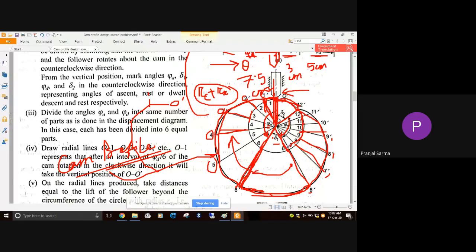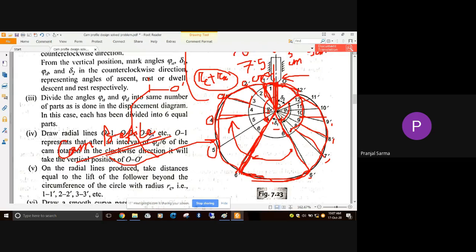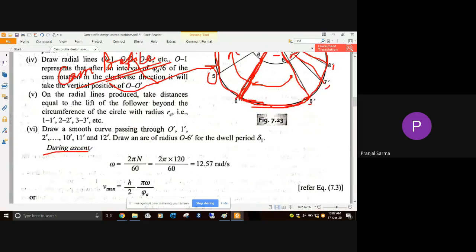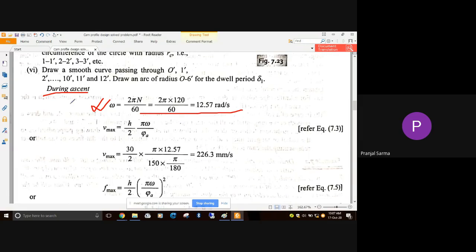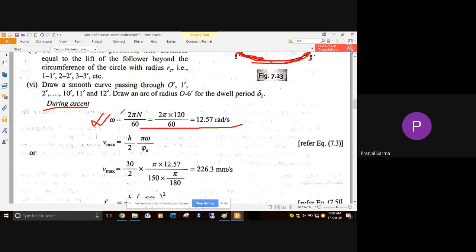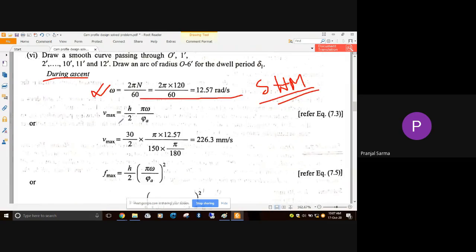So this completes the construction of the cam profile, and after that, you just have to find out the ascent and descent velocity and acceleration. For this particular case, omega equal to 2 pi N by 60, we already have, and we just find out omega, 12.57 radian per second. So during the ascent stroke, it was SHM. Similarly, during the descent stroke, it is uniform velocity. So considering the already known expressions, we already have Vmax and acceleration maximum. We'll just put the values.